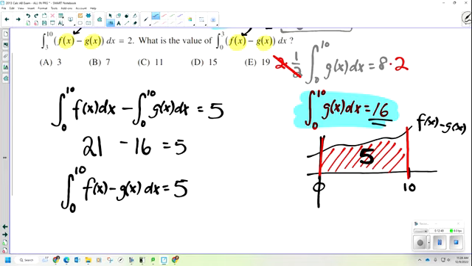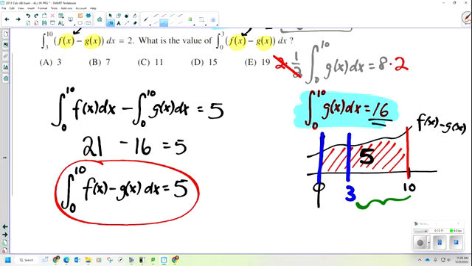They want to know the area from 0 to 3. So I got to go from 0 to 3, which means I want to subtract out all this area from 3 to 10. We know the area from 0 to 10. We want to subtract out the area from 3 to 10. Oh, look at that. They give us the area from 3 to 10.